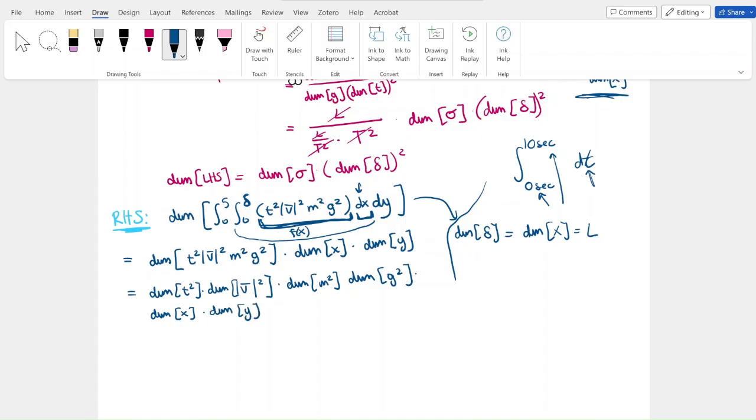And we also know that when we have the dimension of t squared, that's like seconds squared. So the dimension of t squared is equal to the dimension of t, squared. Same thing for v and m.